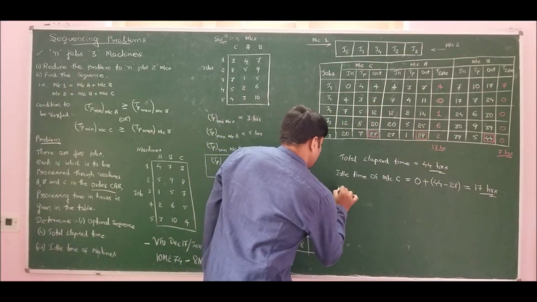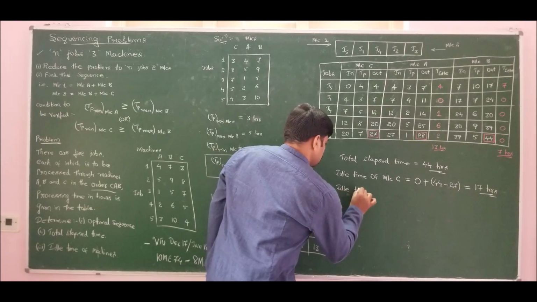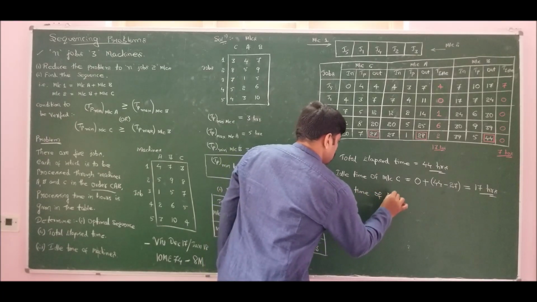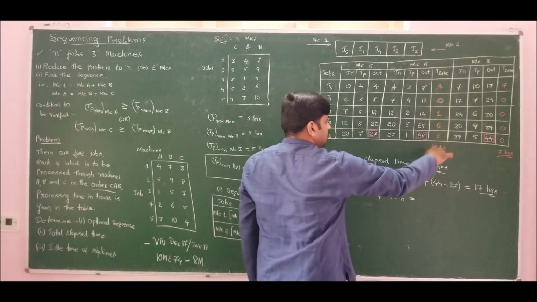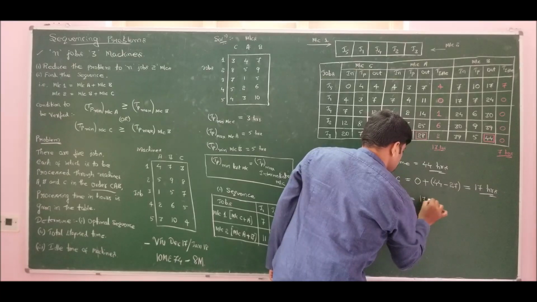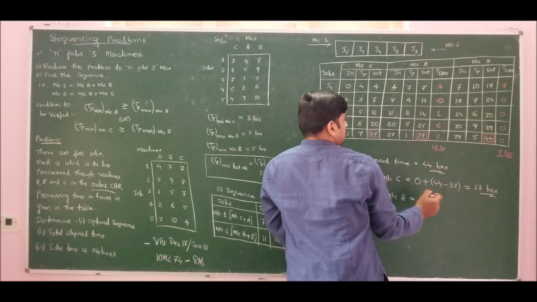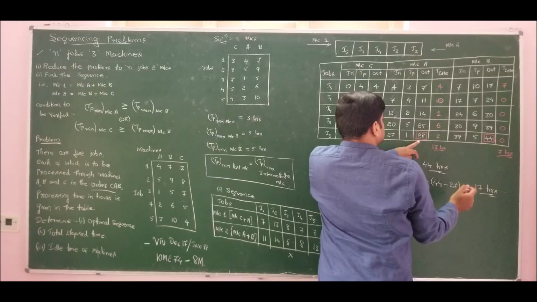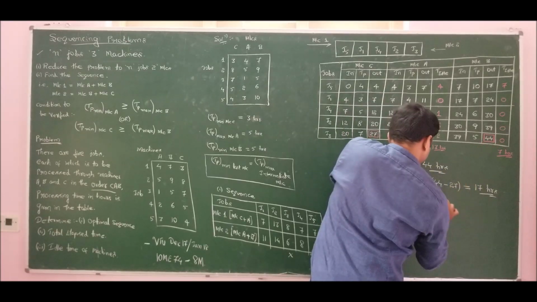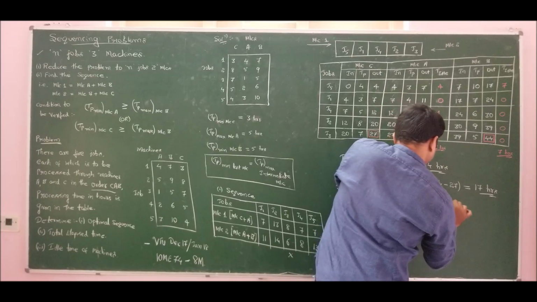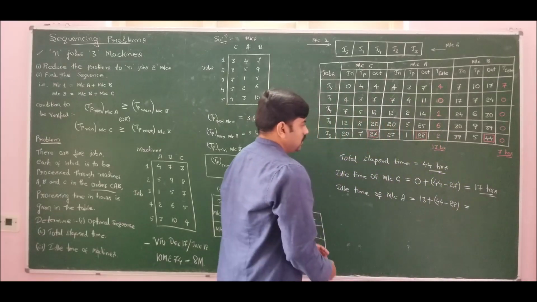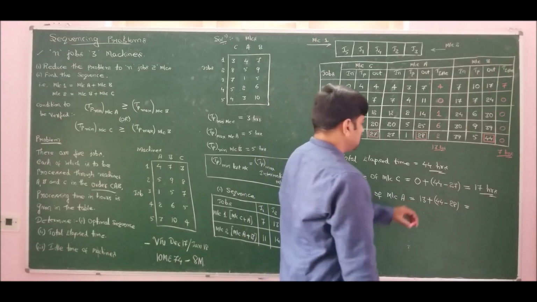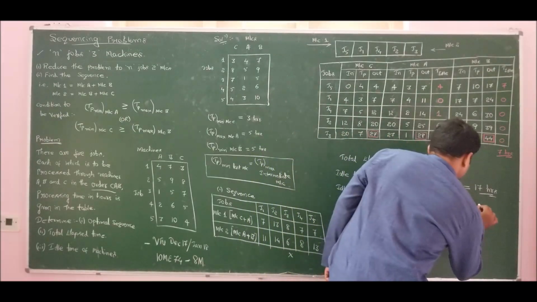Coming to idle time of machine A, the total processing idle time is 13 hours, plus coming to the waiting time, total elapsed time minus the completion time on machine A, it is 44 minus 28. So 44 minus 28 is 16. 16 plus 13 is 29.